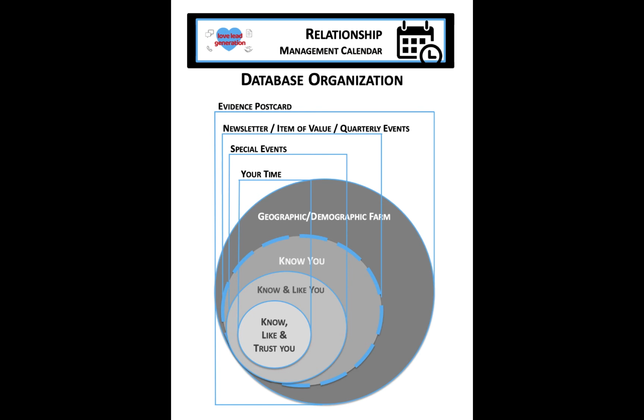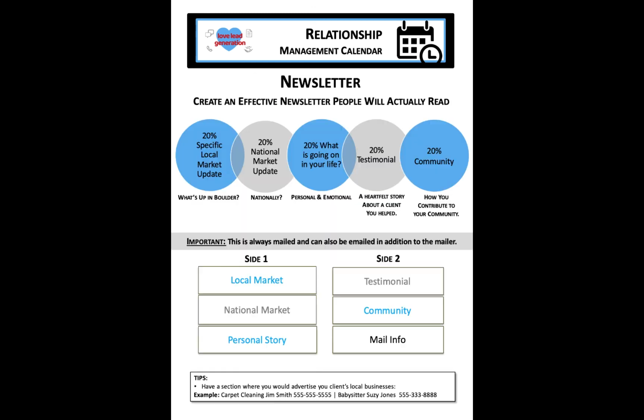If you are in the know section, you only get the newsletter, item of value, quarterly events, and the evidence postcard. See, this allows you to manage your time much better and manage your expenses much better when you have a large database of people. So people always ask, how do you format a newsletter?